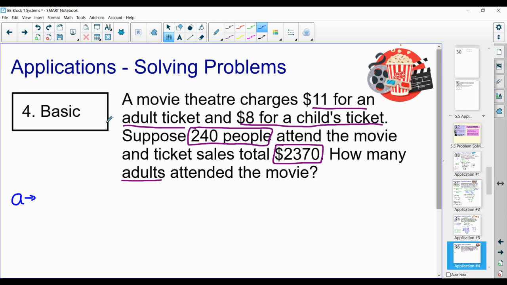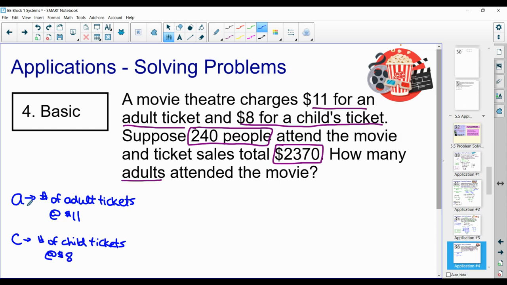So A represents the adult tickets. But if I just say A represents adult tickets, that's not enough information. A represents the number of adult tickets. Because we could say that A represents the value of the adult tickets. Now, we already know the value, but A represents the number of adult tickets. You could have also said A represents the number of tickets at $11, which would work as well. And then C represents the number of child tickets. Or you could have said the number of tickets at $8.